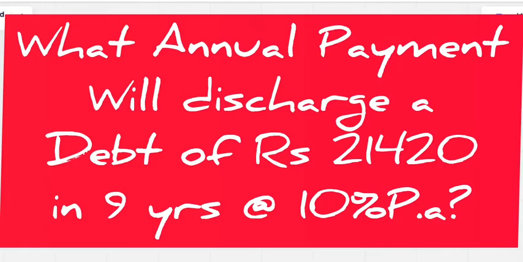I'm reading the question for you. At what annual payment will discharge a debt of rupees 21,420 in 9 years at 10% per annum? I'm writing the direct answer for you. If you follow this formula, it will be very easy. In the exam, if you have the formula in your mind, you can directly write it.